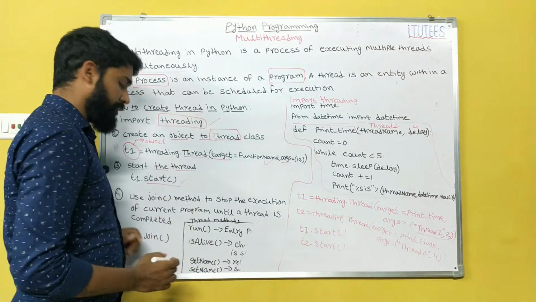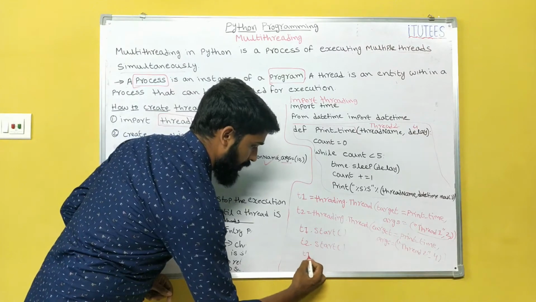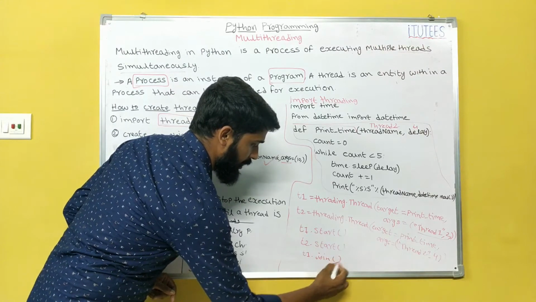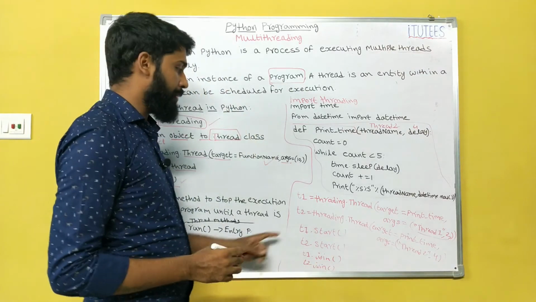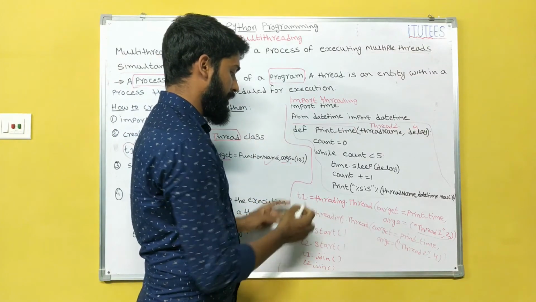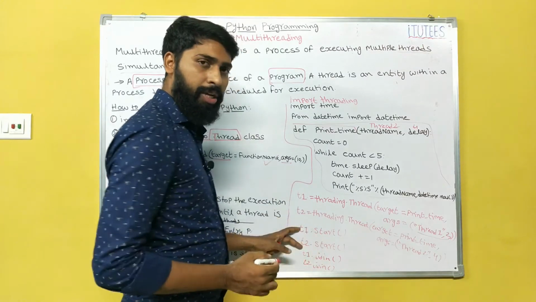After that, the fourth step: T1.join, T2.join. That's it. What happens is that T1 and T2, both threads, are executing at a time.